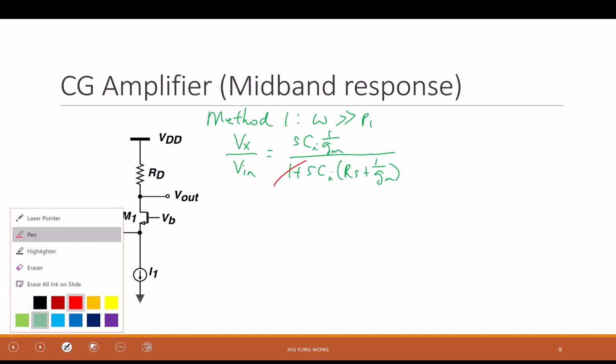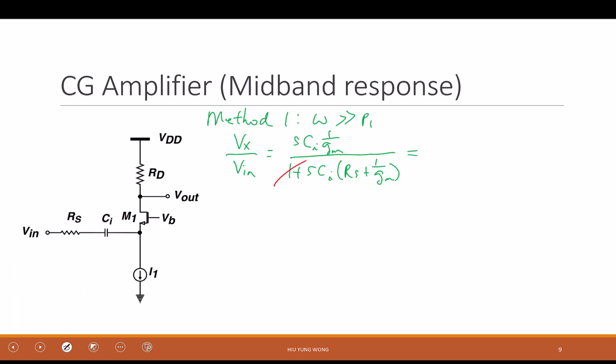Then with that, SCI got cancelled, right? Then you have 1 divided by 1 plus GmRs. Okay, for this part. But then Vout divided by Vin is equal to GmRD. You have GmRD, right? From the Vout divided by Vx divided by 1 plus GmRs. So this one is not GmRD, it's GmRs, which is similar to what?